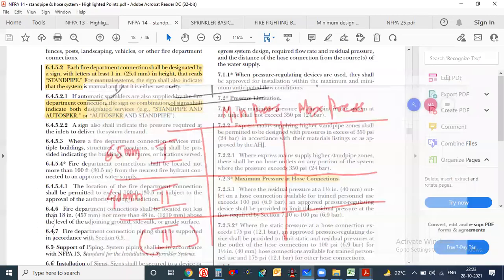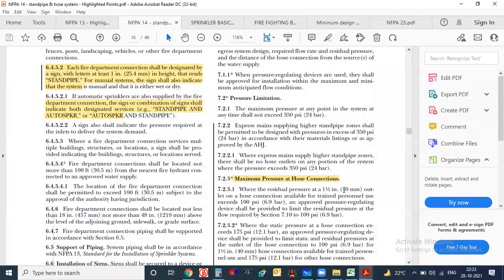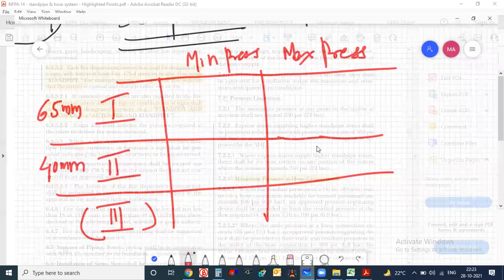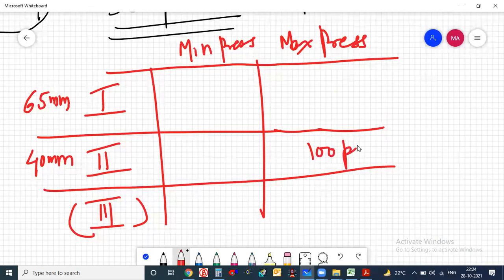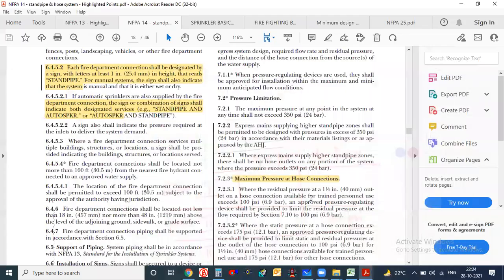So here you see, where the residual pressure at a 40 mm outlet exceeds 100 psi, I'm expecting that the maximum pressure for 40 mm is 100 psi, because here it is telling exceeds 100 psi. So what we have to do: an approved pressure regulating device shall be provided to limit the residual pressure. Now, yesterday you asked the question in the last class about why at every hose reel they are providing a PRV. So this is the point actually. If the pressure is exceeding 100 psi, then you have to go with the pressure reducing valve.